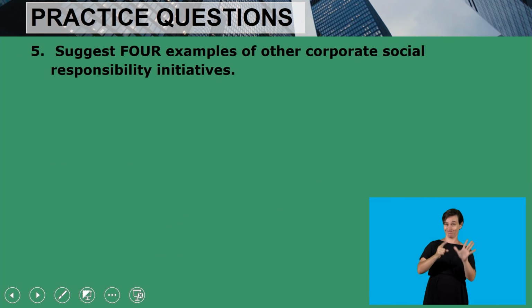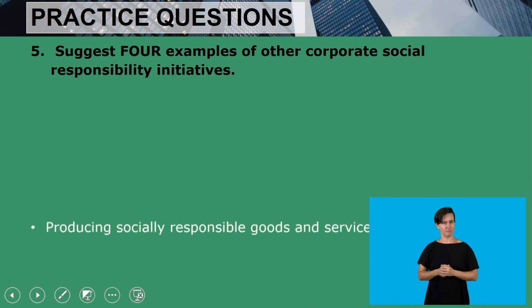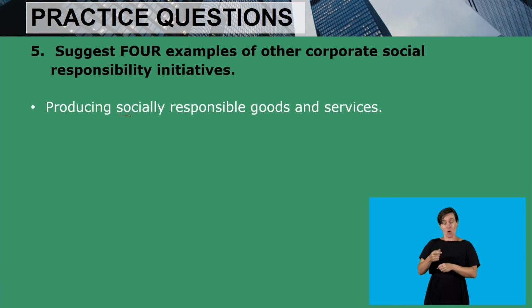Moving on to the 5th question. Suggest 4 examples of other corporate social responsibility initiatives. We have producing socially responsible goods and services. So obviously, as a business, we need to make sure that when we produce our products or render our services, those services are socially responsible. They are not harming the environment. They are not going to even harm the end user, which is the consumer in this instance.